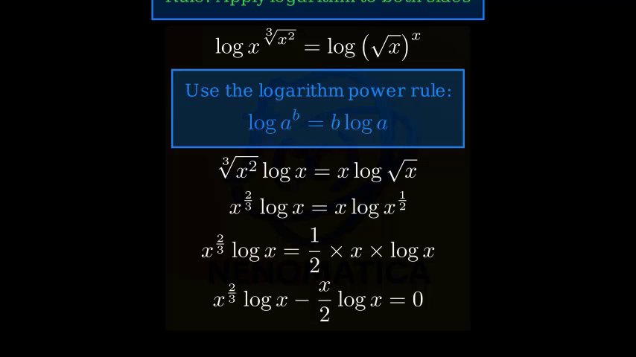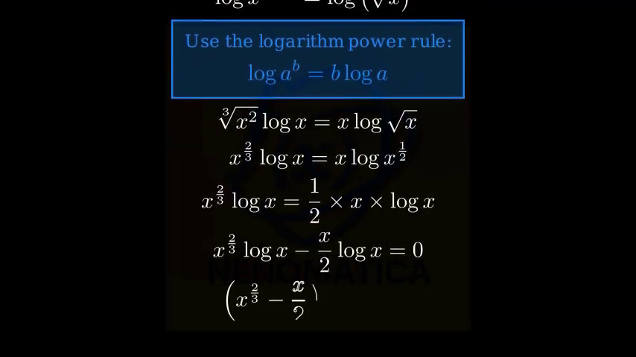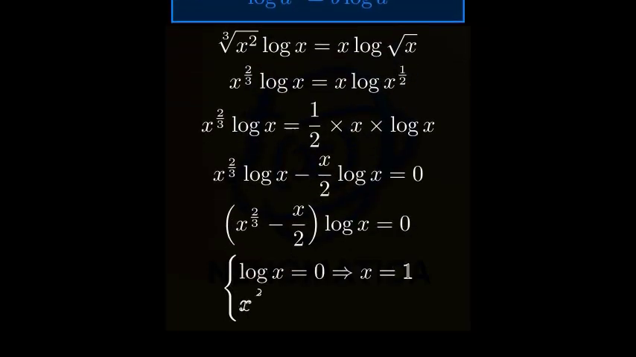Notice that log x is a common factor in both terms on the left side. Let's factor it out. The expression becomes the quantity x to the power of 2/3 minus x over 2 times log x equals 0. When we have a product equal to 0, either one or both of the factors must be 0. So we have two cases to consider.